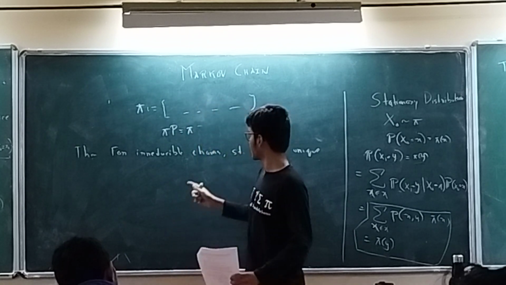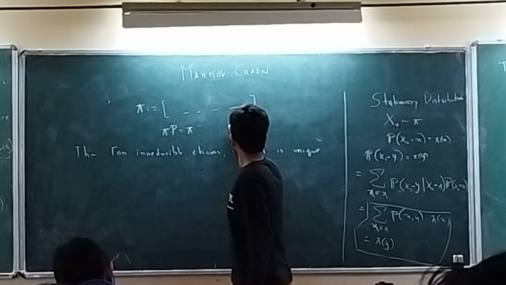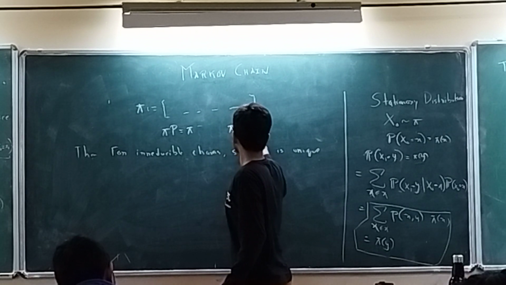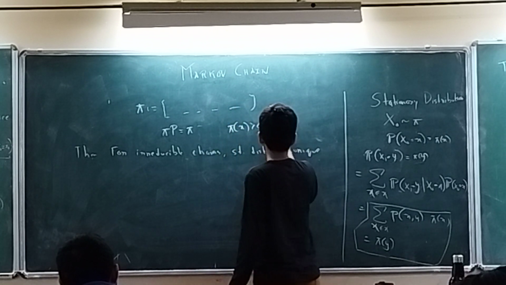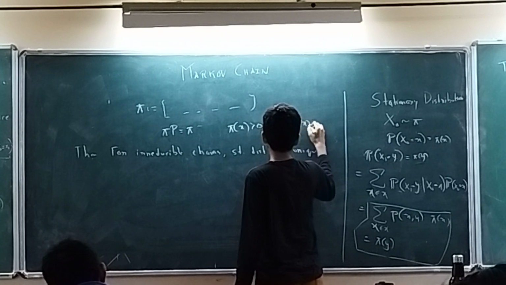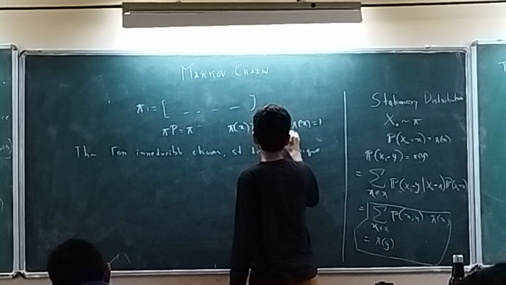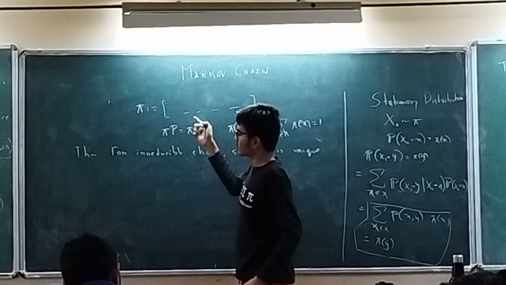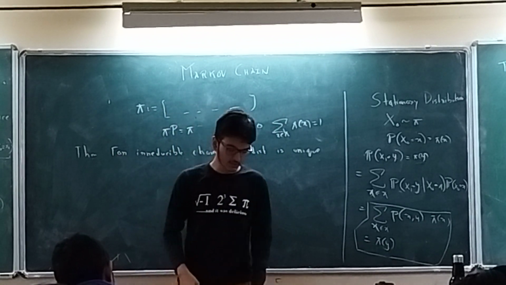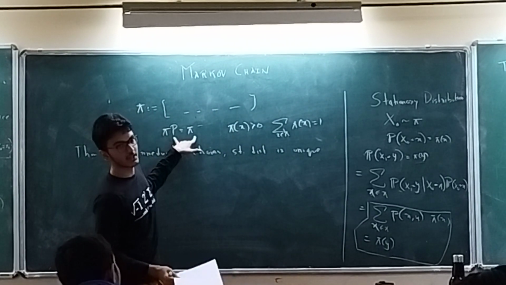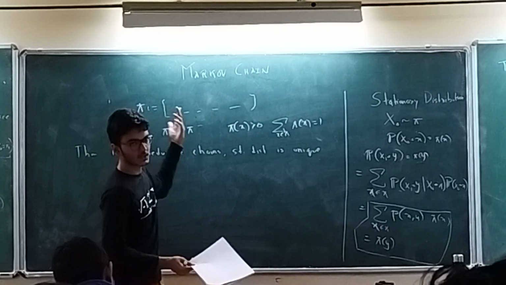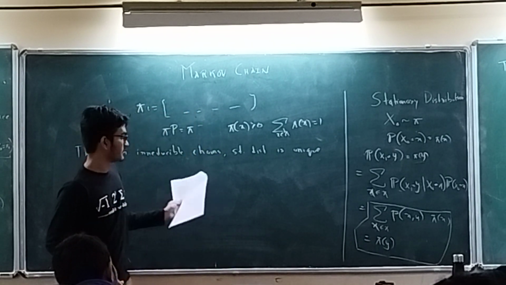Of course, this is very important because you want pi of x greater than 0 and the summation of pi of x equals 1. Otherwise, it will not be a distribution. So that is a very special property. This is not just a right eigenvector or left eigenvector. This is much more special than this.